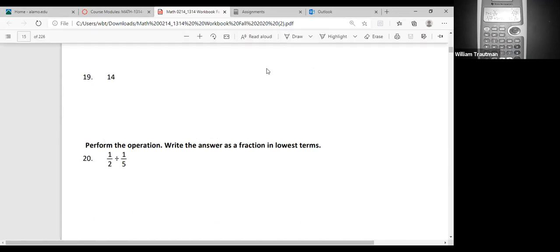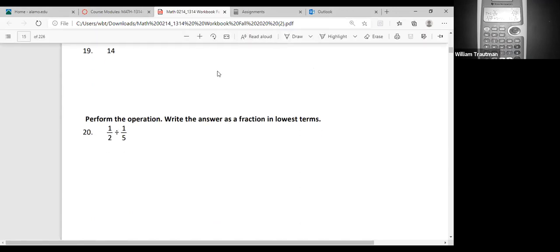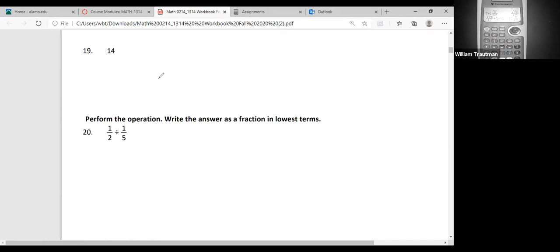All right. It says perform the operations. Now it's divide. So I'm going to take you through the steps for dividing, and then I'm going to go to the calculator and do it. So to divide fractions, we use Kentucky Fried Chicken, KFC. Anybody ever hear that before? When you divide fractions, you use Kentucky Fried Chicken. The K in KFC means keep the first fraction.